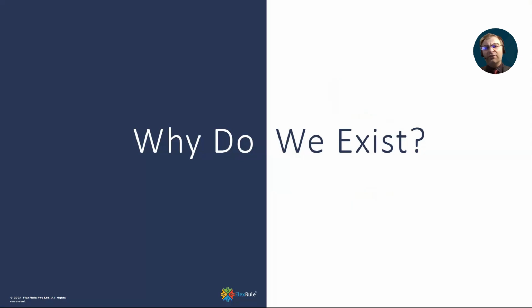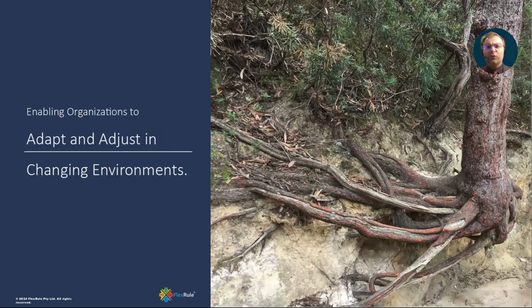Just before I dive into the topic, I'd like to briefly talk about the reason why we exist as a company, FlexRule. We exist because we want to enable organizations to be able to adapt and adjust in changing environments. And talking of change, business rules change. They change constantly. They're always changing all the time. This is because of different reasons.